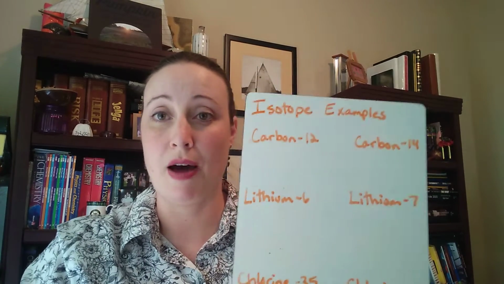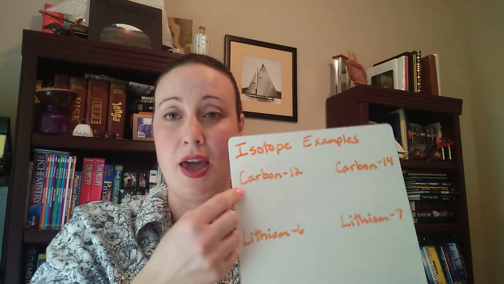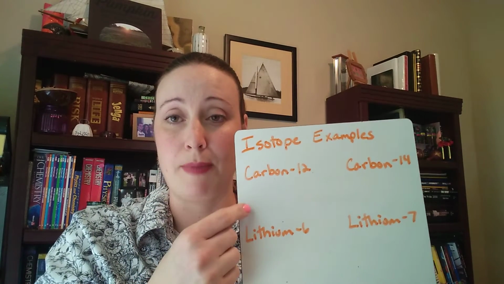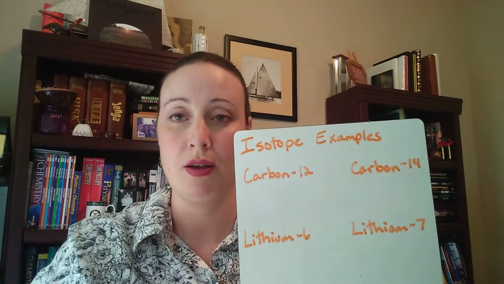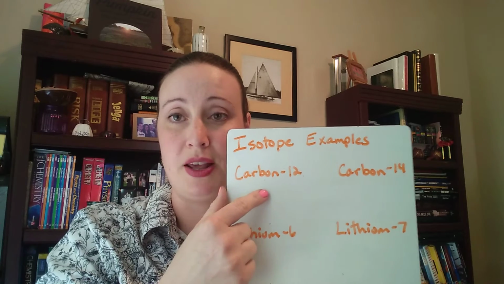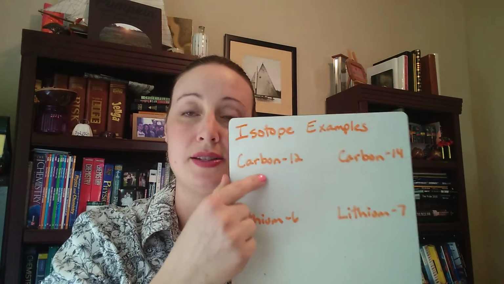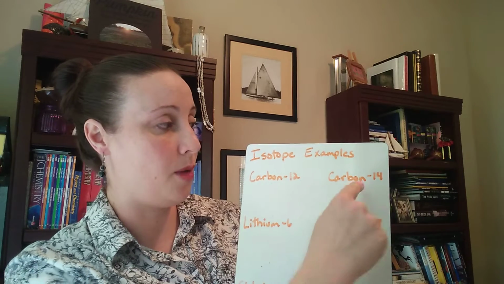So now we're going to talk about different isotopes of the same element. We talked about carbon earlier, and you guys remember that the atomic mass of carbon on your periodic table was 12.011. That's because the most common isotope of carbon is carbon-12, meaning it has a mass of 12 in its nucleus. But another isotope of carbon is called carbon-14. We can write these in shorthand as C12 and C14.